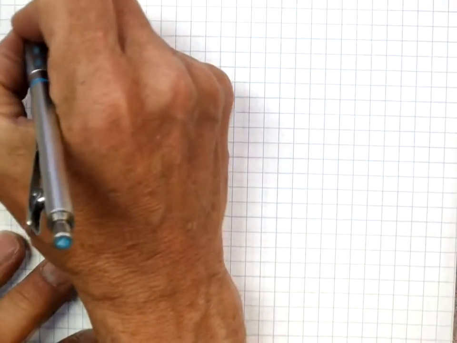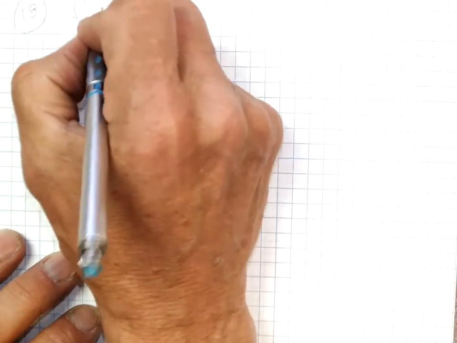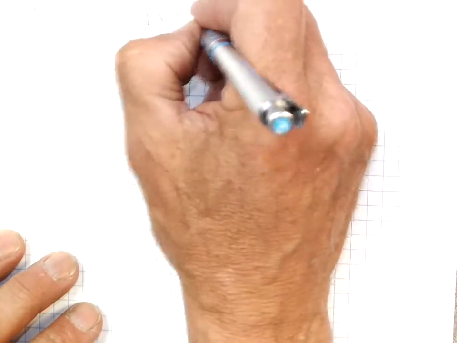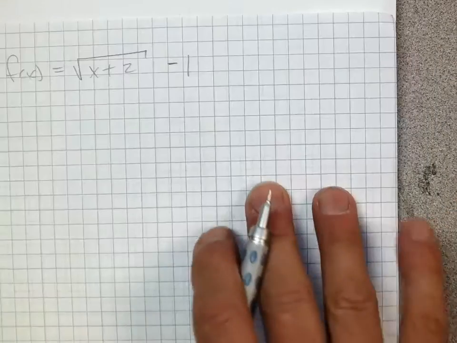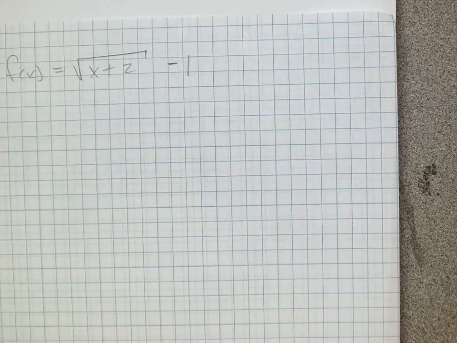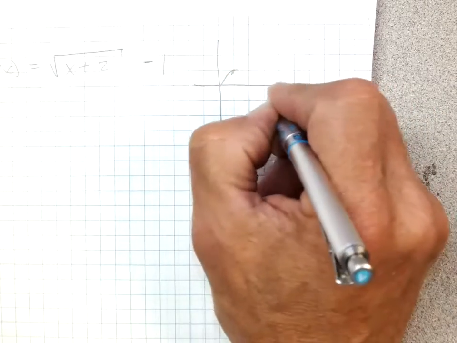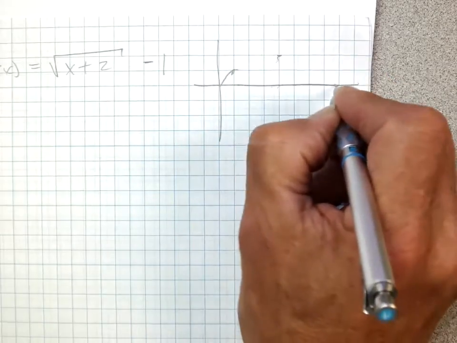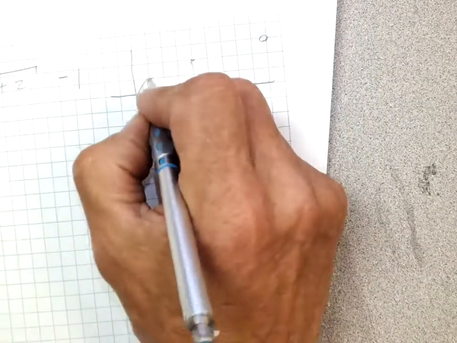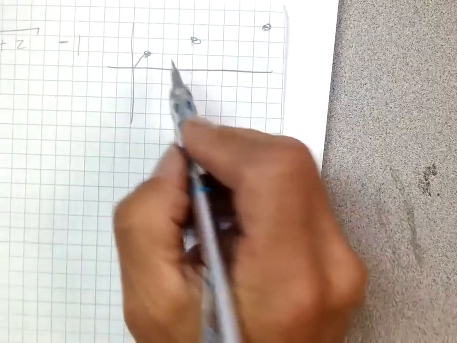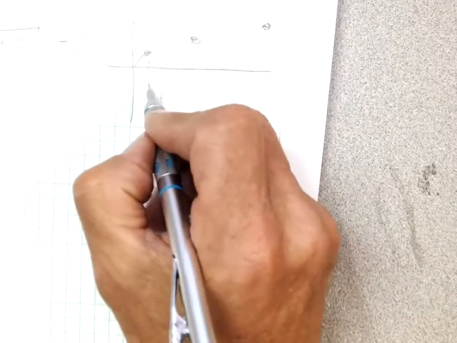All right, 18. We did this the other day. f of x is equal to the square root of x plus 2, minus 1. Now, whenever I graph square root graphs, you can do it on your calculator, but the problem with the calculator is it doesn't really give you a very good picture. But I know that the main square root graph, let's put it on the side, looks like this. Okay, this is the main square root graph.